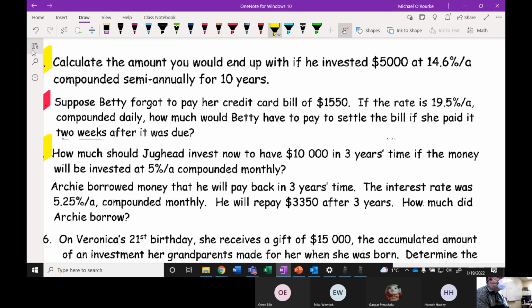Okay, so here we go. Go to the washroom now, Brooke, that way you don't have the crunch at break. Let's go. Suppose Betty forgot to pay her credit card bill of $1,550. If the rate is 19.5% compounded daily, how much would Betty have to pay to settle the bill if she paid 2 weeks after the date?